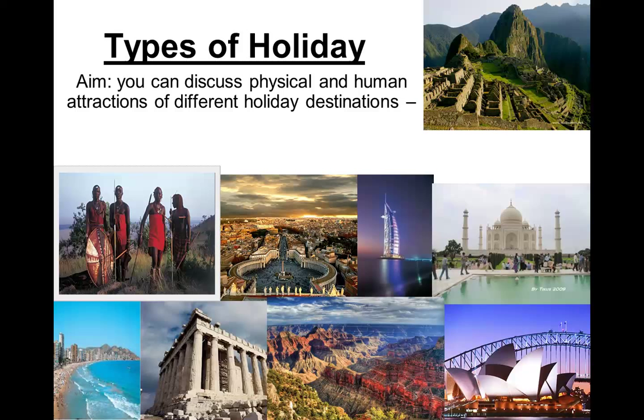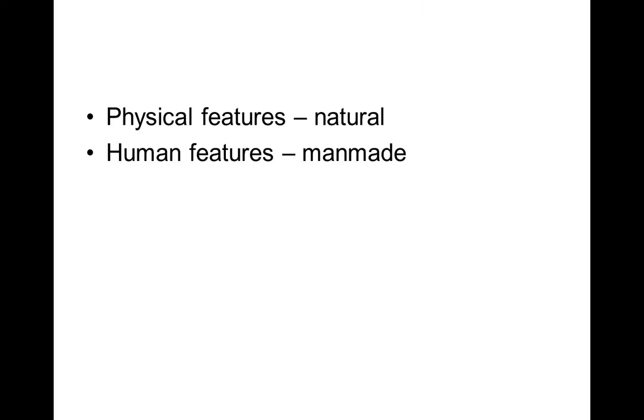On the screen you can see a huge number of images looking at different types of holiday which people experience and will choose to go on. The key thing is understanding the different types of holiday, and then the physical and human attractions of the different holiday destinations. So I was going to recap. We've got two ideas, and it's important that you're aware of this: physical features are natural and human features are man-made.